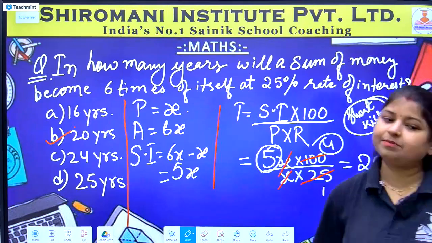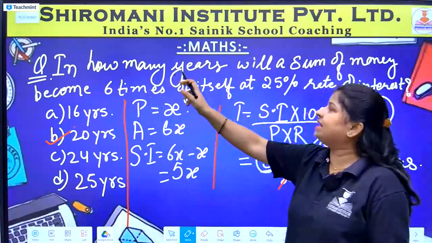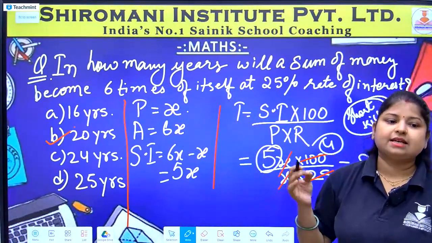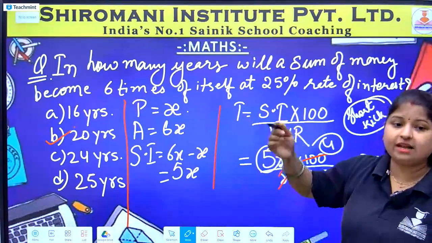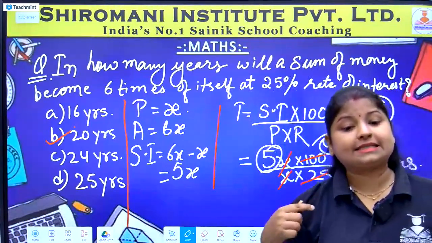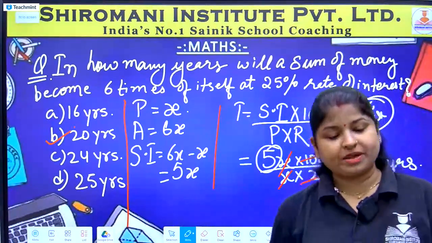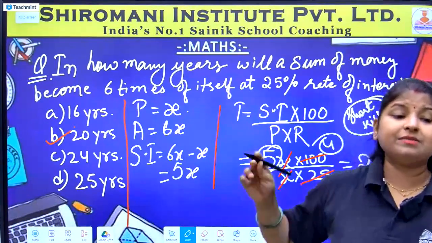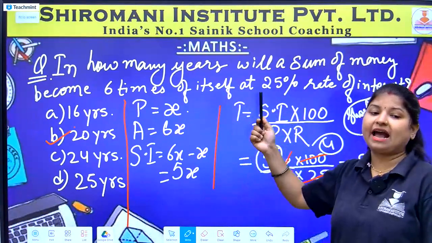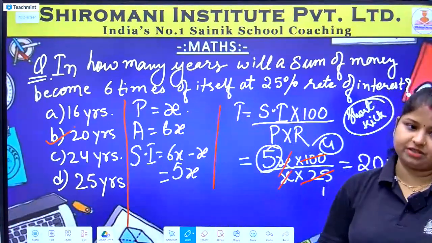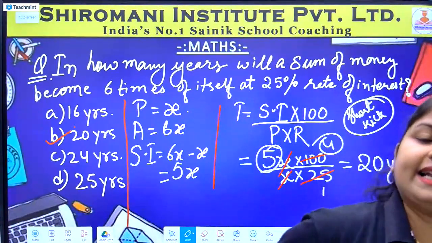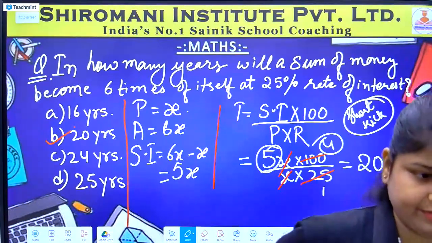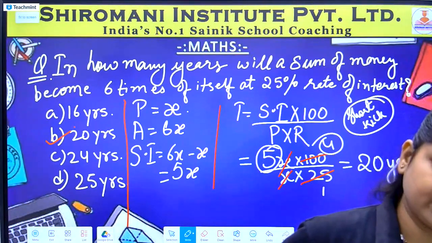Beta, the question is simple, dear. In how many years? You have to find the number of years, that in how many years will the sum of money become 6 times of itself. You don't know the principal, Utkarsh, but the question says whatever the principal is, it becomes 6 times of itself at 25% rate of interest. You have to find out in how many years the sum will become 6 times of itself. Got it, beta? Utkarsh?